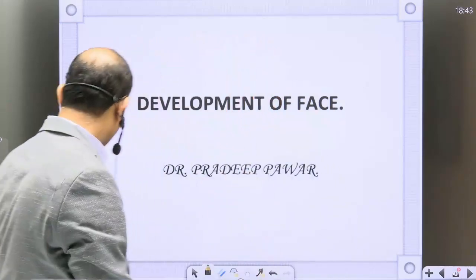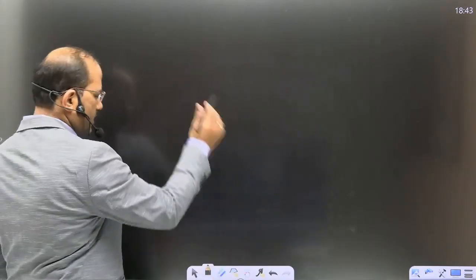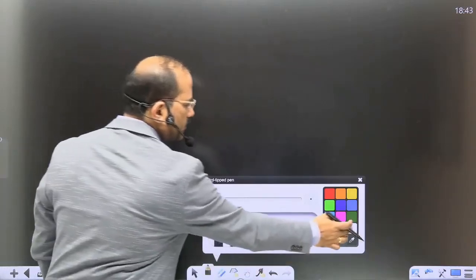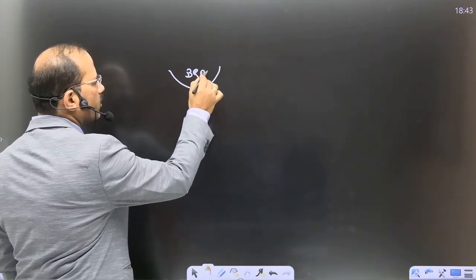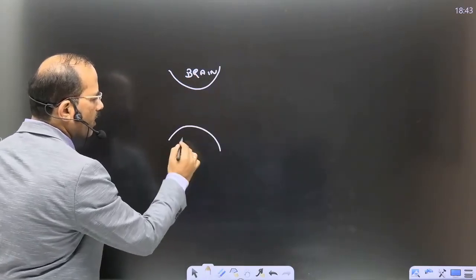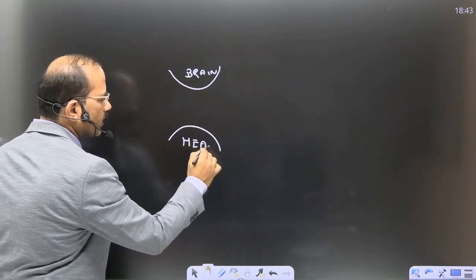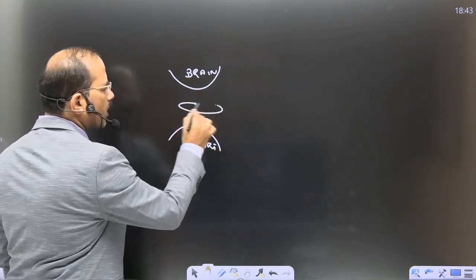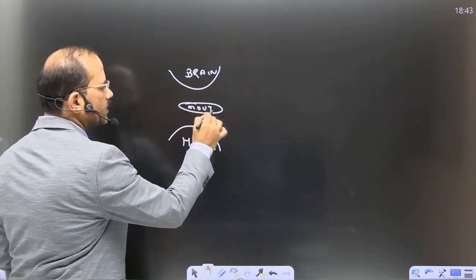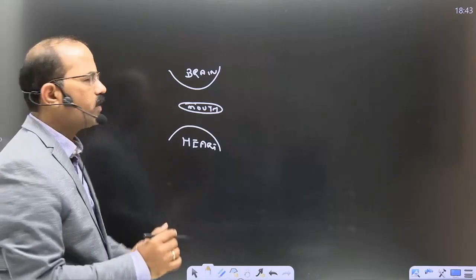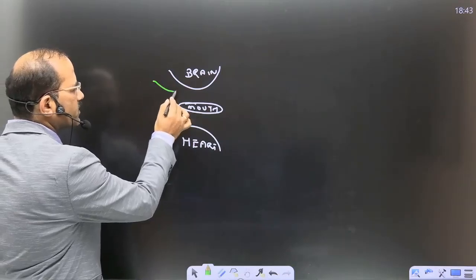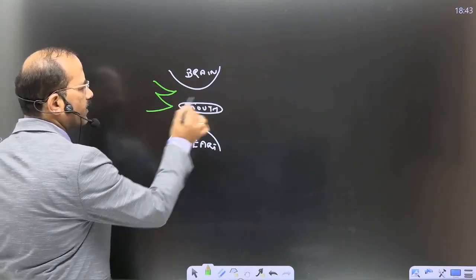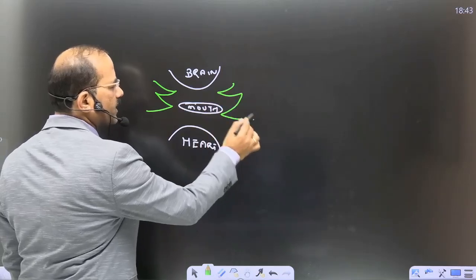So just have a look at this. If I have to draw it, I will be drawing it like this. That's the developing brain here. That's the developing heart here. That's the mouth, the developing mouth. And the first pharyngeal arch appears here. The first pharyngeal arch divides into two processes. This is the maxillary process and that's the mandibular process.